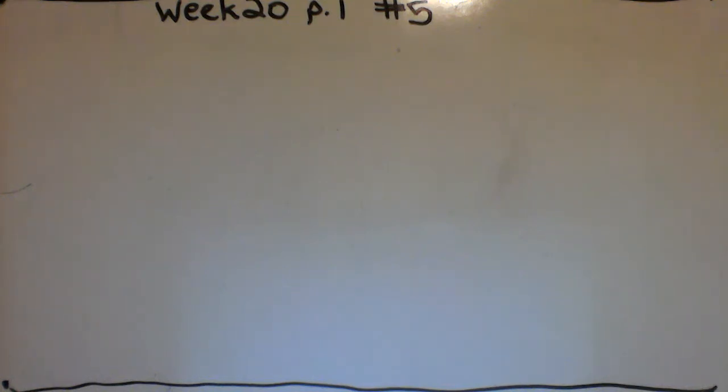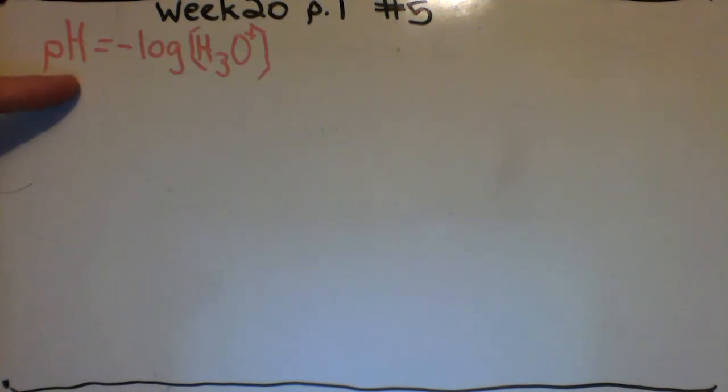This is week 20, page 1, number 5, which is found on page 633 of your textbook. It says, a solution of baking soda in water has a pH of 8.40. What are the concentrations of hydronium and hydroxide ions in this solution? Is this solution basic, acidic, or neutral?